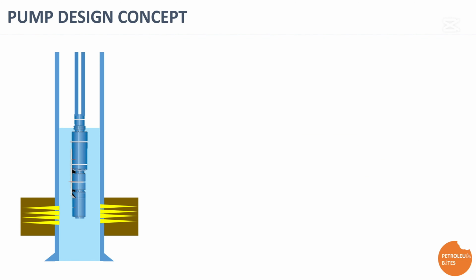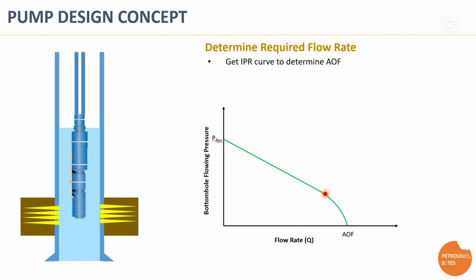Designing an ESP involves a systematic and detailed process that considers well conditions, production requirements, and equipment limitations, balancing these factors to deliver reliable and cost-effective artificial lift. The first step in ESP design is to determine the required production rate, which is obtained from the reservoir's IPR. The IPR curve illustrates the maximum well deliverability and the absolute open flow, providing essential insight into the well fluid production potential, as we previously discussed in the IPR and VLP video.